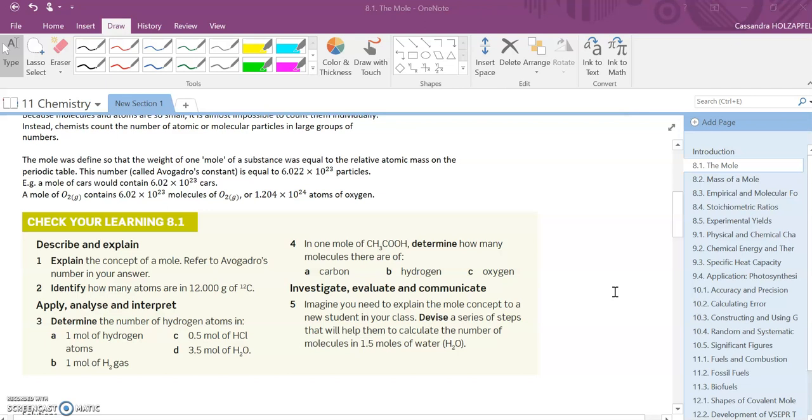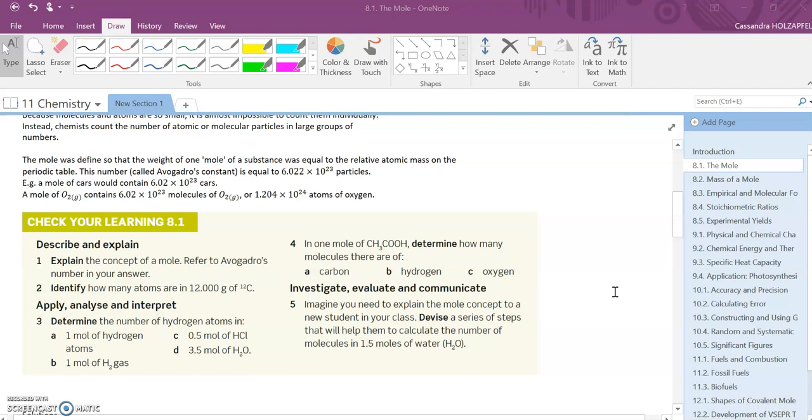I don't really need to go through question 1. We just sort of covered that. So a mole is just a particular amount of a substance, 6.02 times 10 to the 23 items in 1 mole specifically. Identify how many atoms are in 12 grams of carbon-12. Again, because we're trying to assume that 1 mole is the exact relative atomic mass as its weight, I'm going to assume there's 1 mole of carbon-12 because the mass of carbon-12 is exactly 12 AMU.